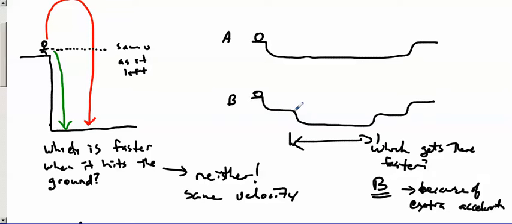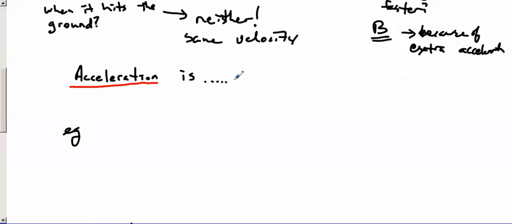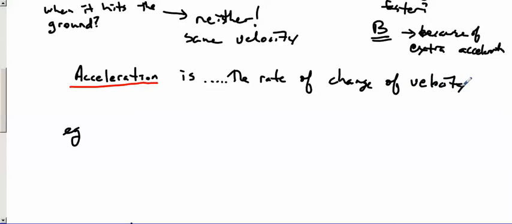But then this guy's going to drop some more. It's going to travel this portion faster than a similar portion up here. It's going to slow down. Now they'll both be the same speed right here and here, and then they'll slow down again here. So acceleration is the rate of change of velocity. It's how fast velocity changes.